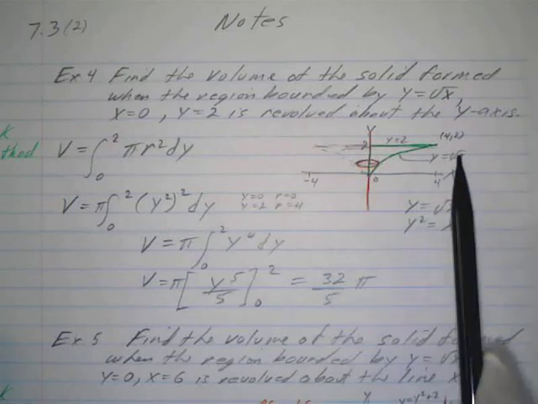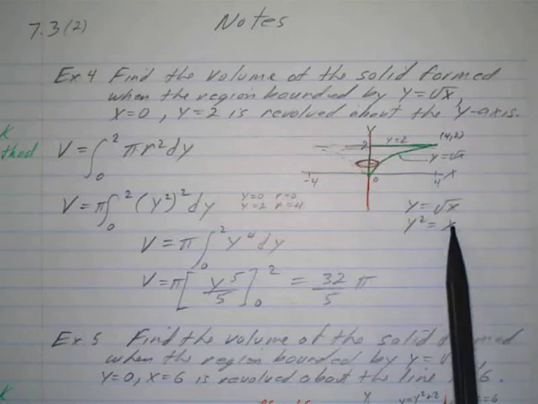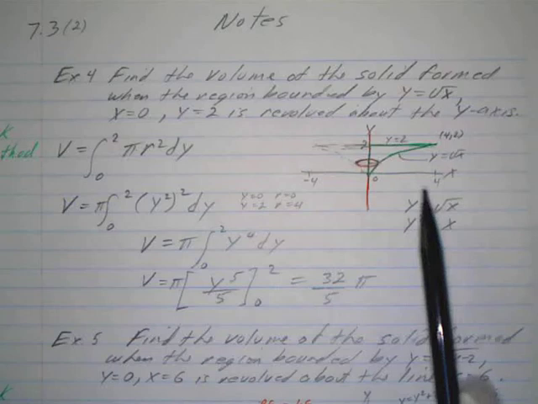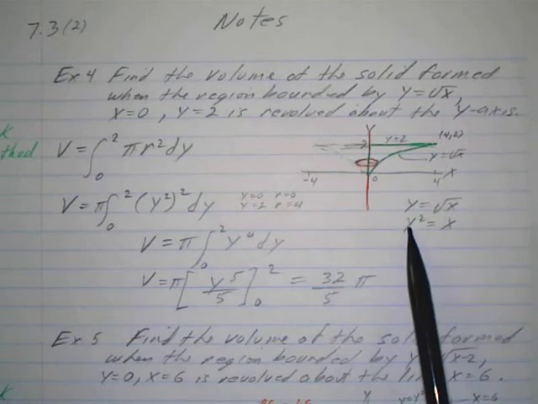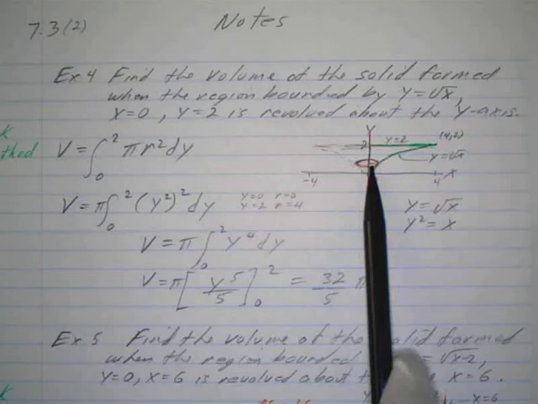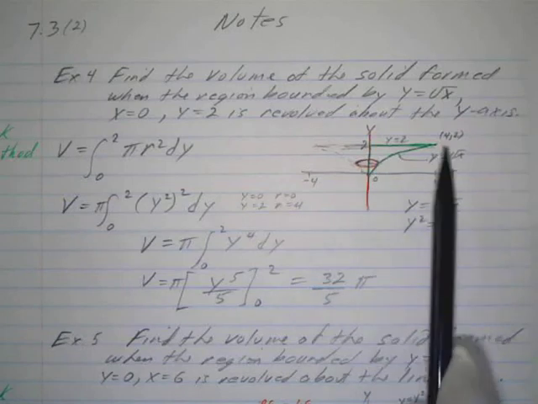Now this is my curve y equals the square root of x, so I can make this x in terms of y, so I can just square both sides. So if y equals the square root of x, x equals y squared. Okay, now that x will give me the actual value of the radius.